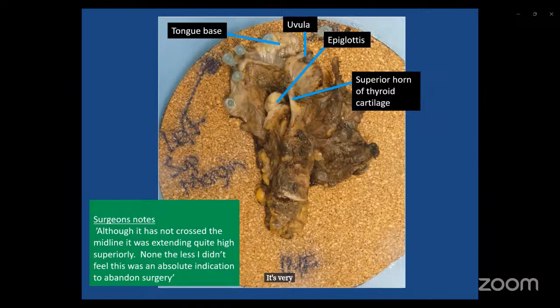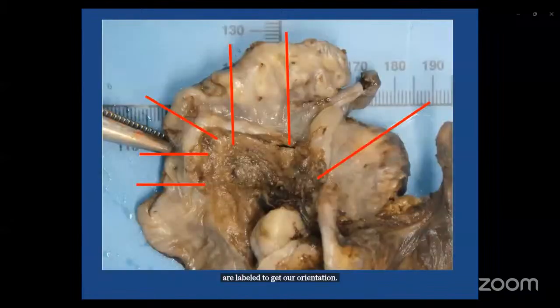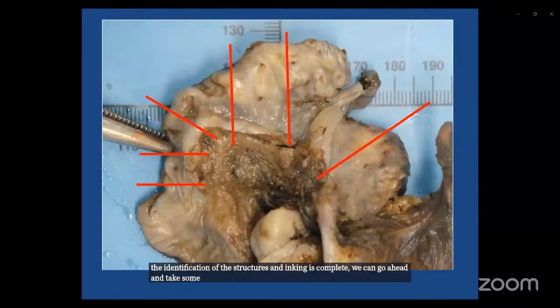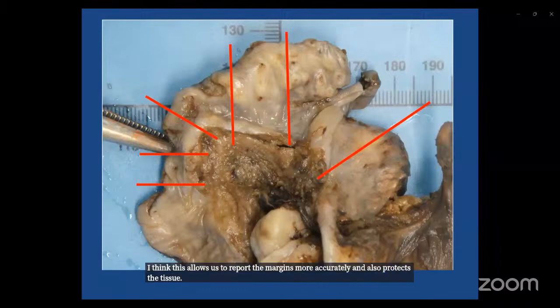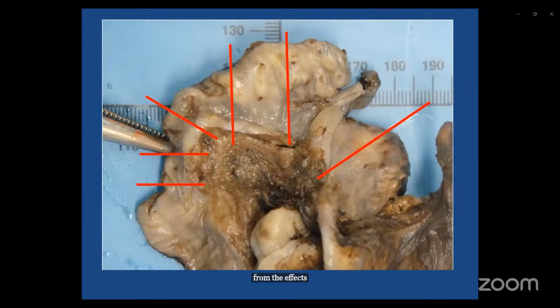The following anatomical structures are labelled to get our orientation, and once the identification of the structures and inking is complete, we can go ahead and take some soft tissue margins radially around the soft tissue before it goes into decalcification. I think this allows us to report the margins more accurately and also protects the tissue from the effects of decalcification in case we need to do further ancillary studies.